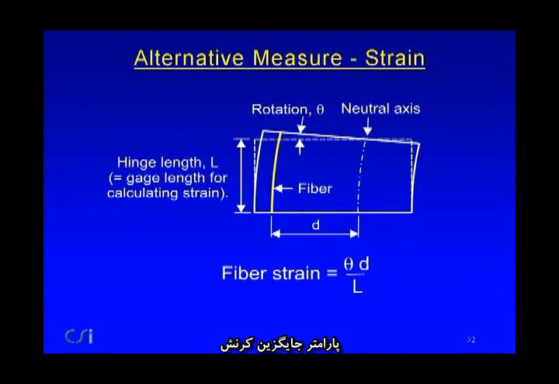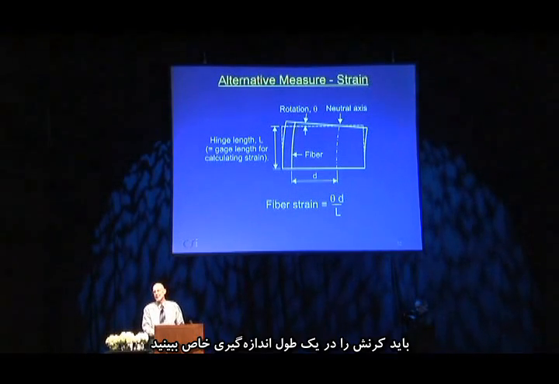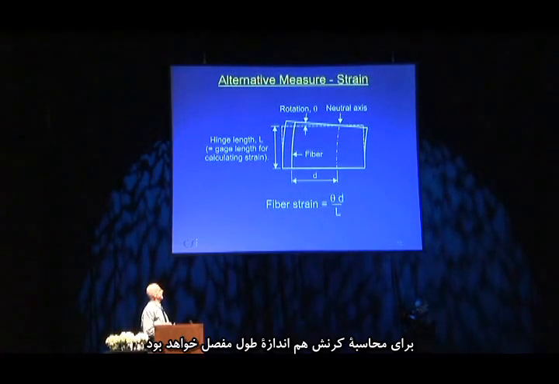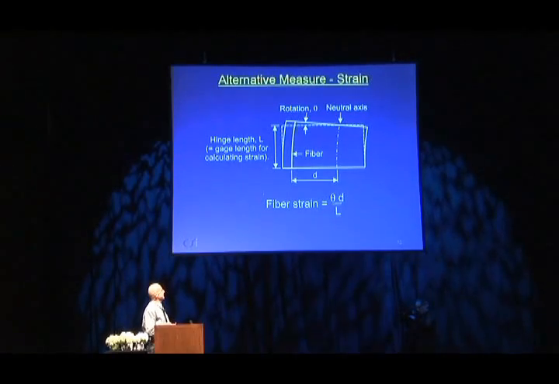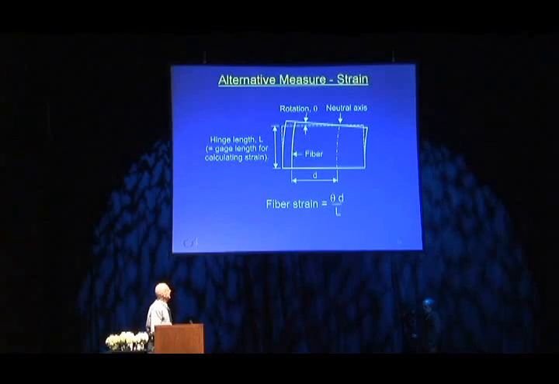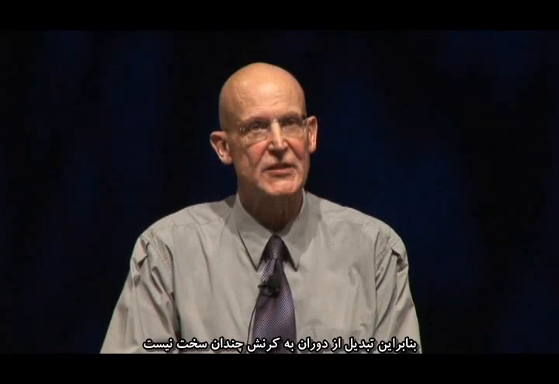An alternative measure is strain. And we get now into strain calculation, and when you calculate strain, you have to talk about strain over a particular gauge length. And in this particular case, the gauge length for calculating strain would be exactly the same as the hinge length. Usually for a taller building, it's the story height. There's a reasonable gauge length for calculating strain. And if you look at this, the rotation is theta, and the fiber strain is just theta times d divided by L. That's pretty straightforward. So it's not difficult to convert from rotation to strain.